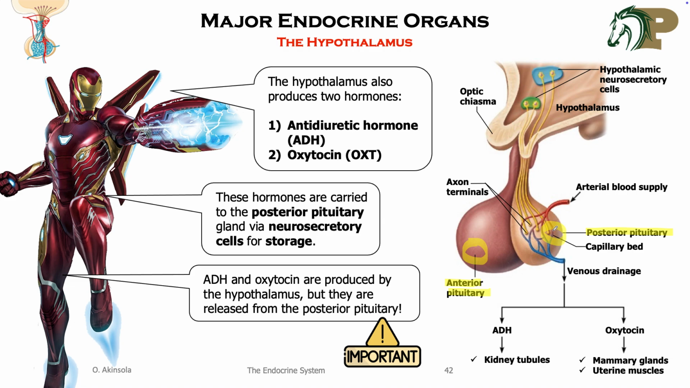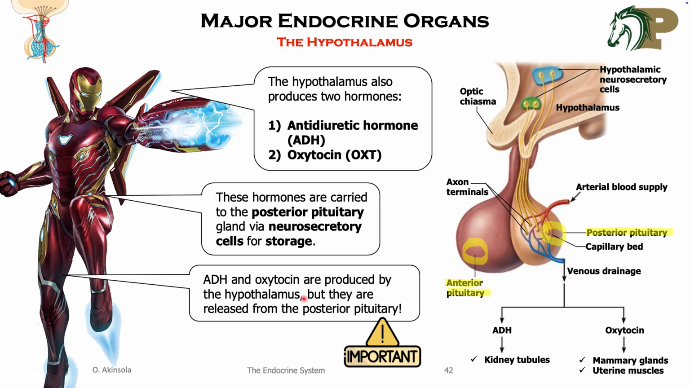What happens is these two hormones, ADH and oxytocin, will be produced by the hypothalamus up here, and once they are produced by the hypothalamus, they will make their way down this way through this neurosecretory channel or network to the posterior pituitary. Then they will be stored. Once they are ready to be used, the posterior pituitary will release those into portal circulation.